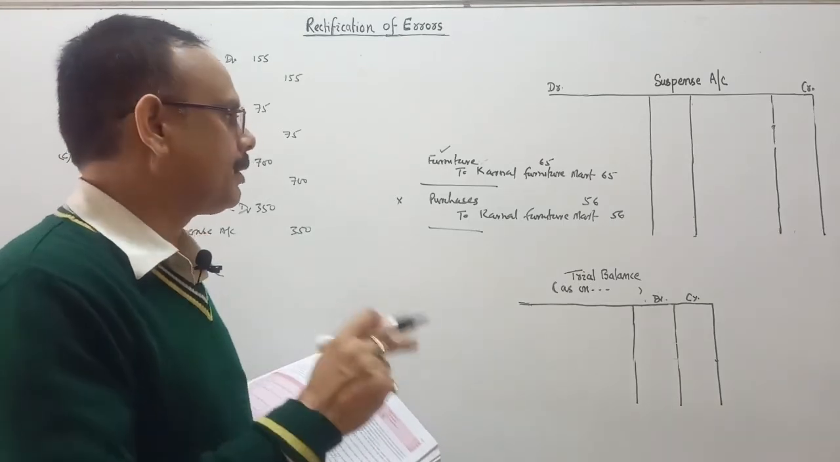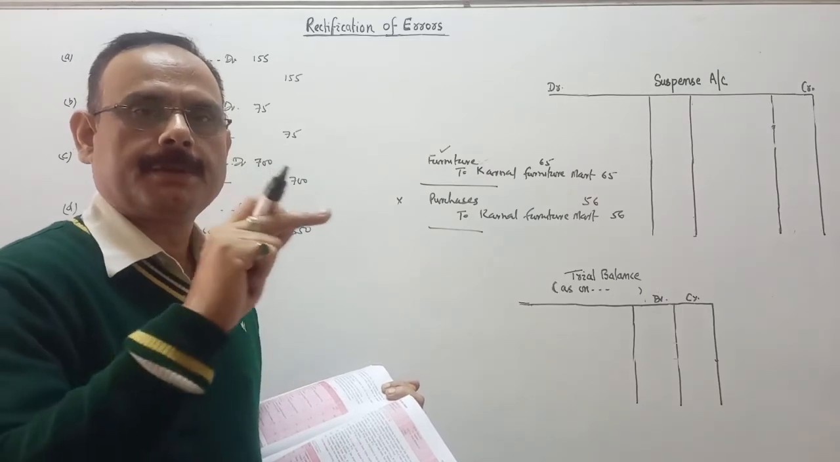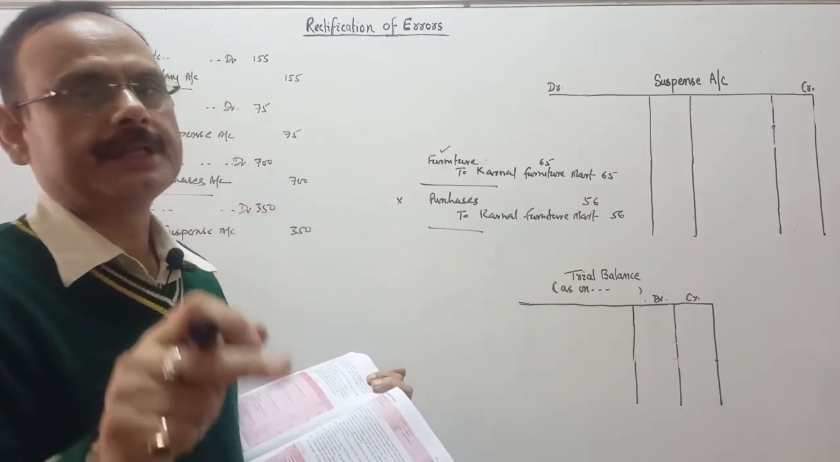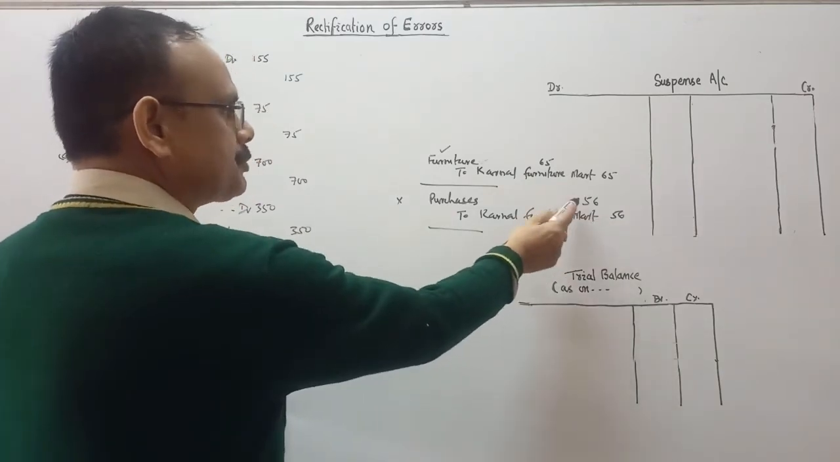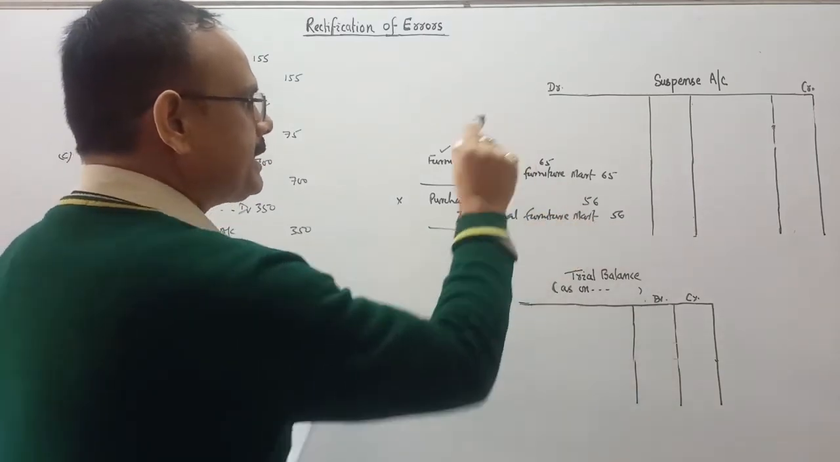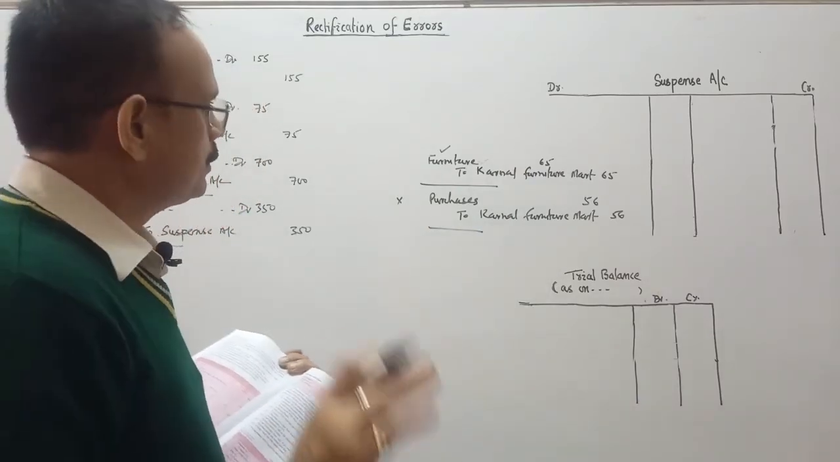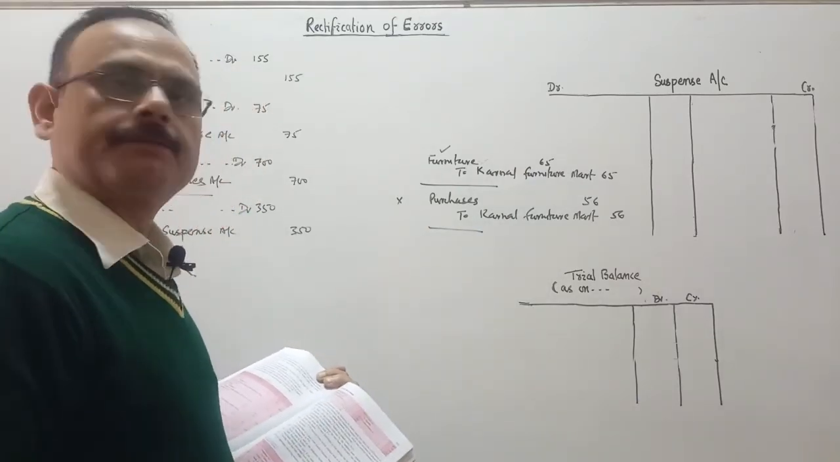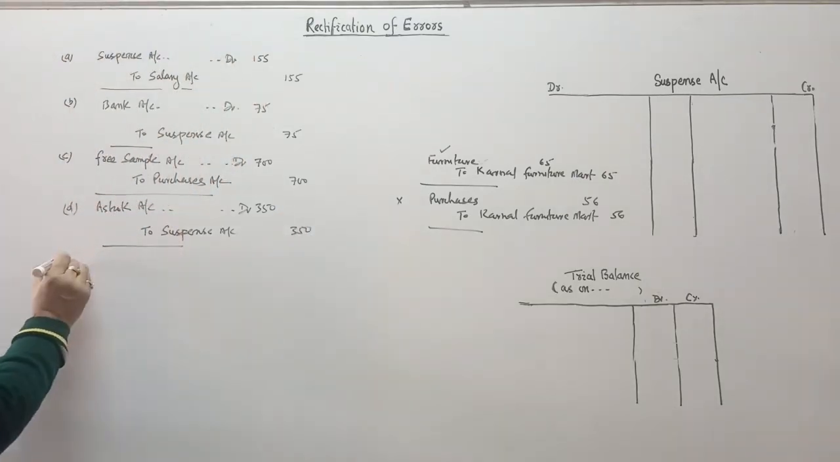Okay, the wrong amount is recorded in the purchase book, and instead of debiting the furniture account, the purchase account is debited. The trial balance will match, because every debit has a corresponding credit, so you cannot detect this type of error from the trial balance. So the error is there. Now we'll rectify this error.